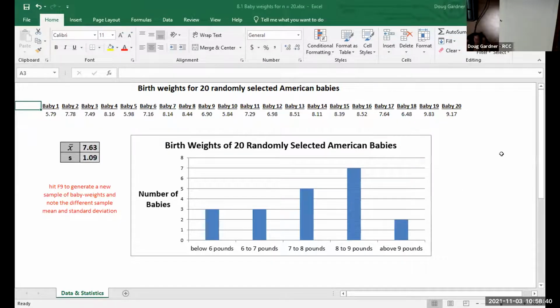Okay, because today is closely related to what we talked about yesterday and the day before, just one other quick little playful 8.1 question. Birth weights for 20 randomly selected American babies. Now let's think about that in the bigger picture. Are kids' birth weights, would you say, normally distributed or not?